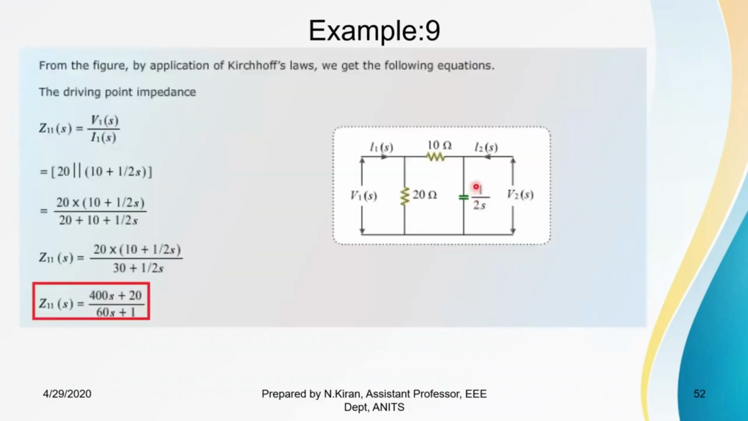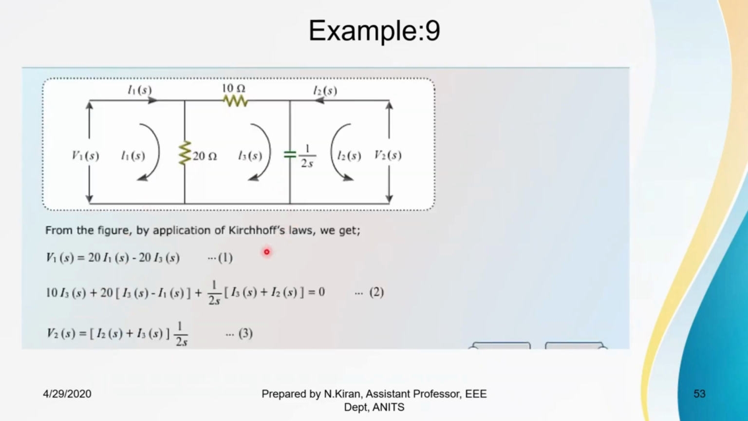So since this is open, these two become in series. So 10 ohm will be in series with 1 by 2s, which will be in parallel with 20 ohms. So on simplification, we will get the value of Z11 of S, which is nothing but V1 of S by I1 of S.